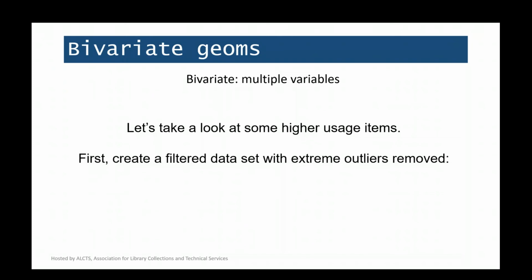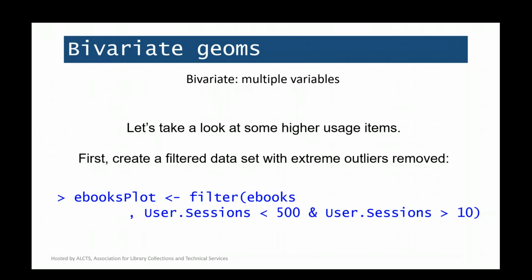So I want to take a look at higher usage items. So what I'm going to do is create a new data frame using my ebooks data. I'm going to just call it ebooks plot, and I'm going to filter ebooks and I only want items where the user sessions are fewer than 500 because there are those extreme outliers, and more than 10.